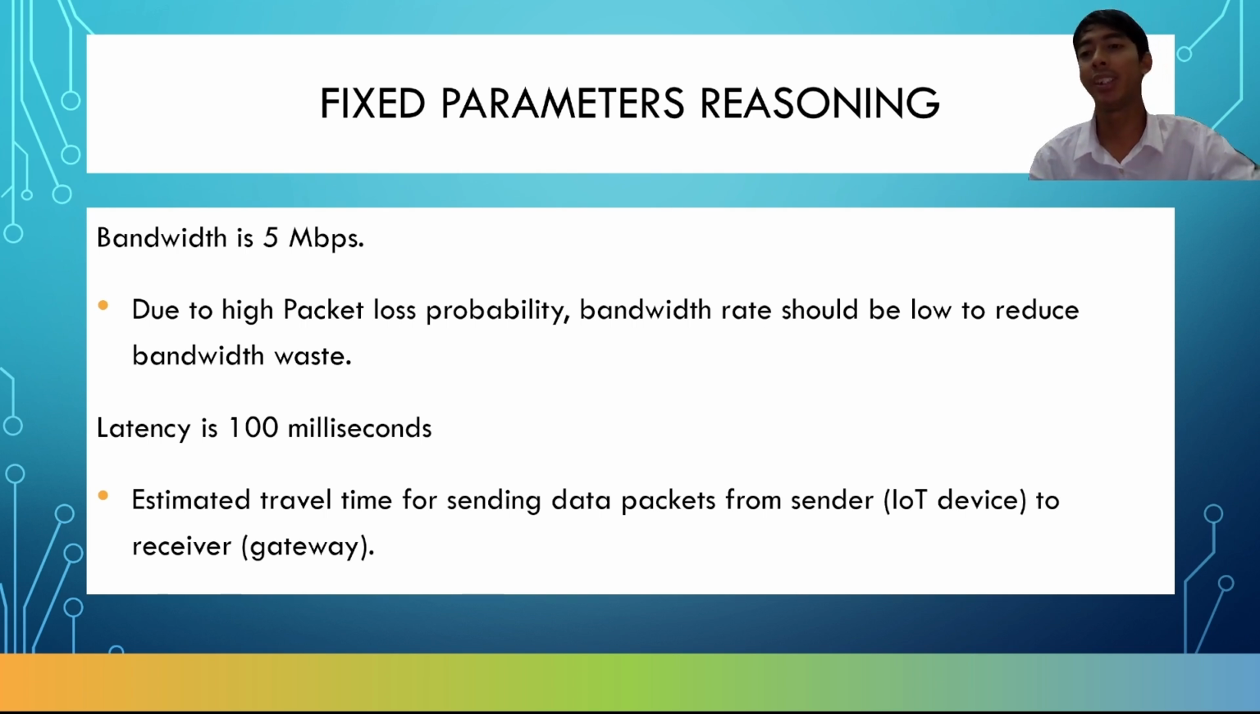So the latency is 100 milliseconds. Latency is the estimated travel time for sending data packets from sender to receiver. So latency is quite high at 100 milliseconds because the packet must go through the rural area. That means there will be a lot of interference, like forest and hills. So it will take a longer time for packets to arrive from the sender to the receiver.